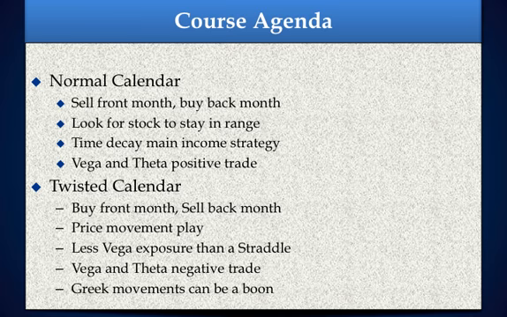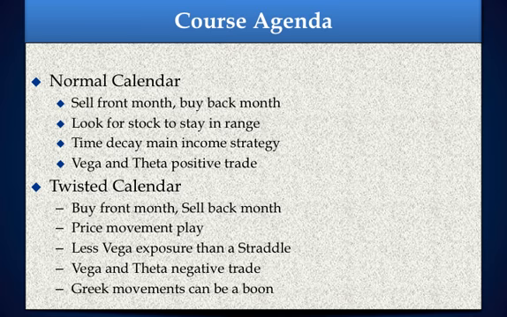would do is we are going to sell the front month and we buy the back month. And what we are trying to do in that case is to take advantage of a higher time decay in the front month. And when we take such an approach, we've seen the profit and loss graph for a calendar, it's sort of like a tent pole, and we want the stock to stay in some kind of a range. So we're looking for the stock to stay in some kind of a range, and time decay is the primary income strategy. And the unique thing about a normal calendar is that it's going to be Vega and Theta positive.